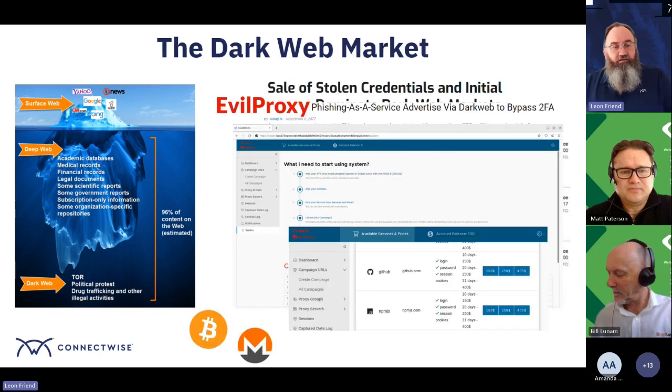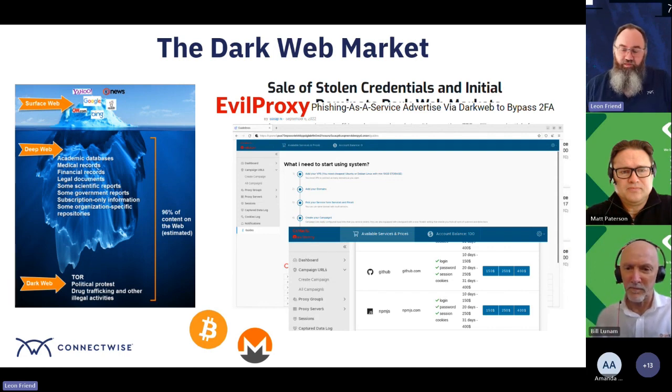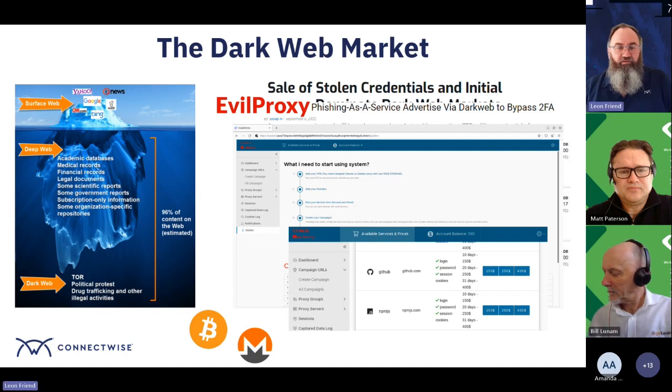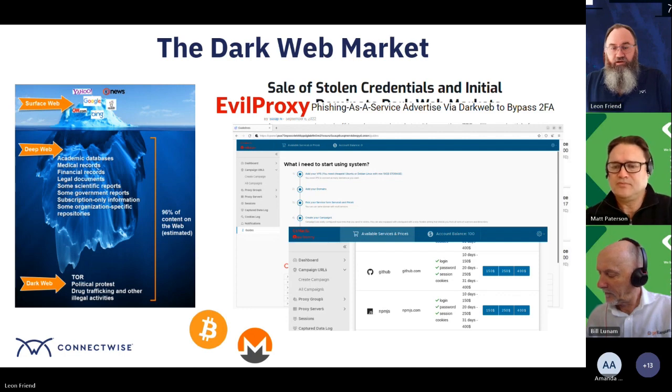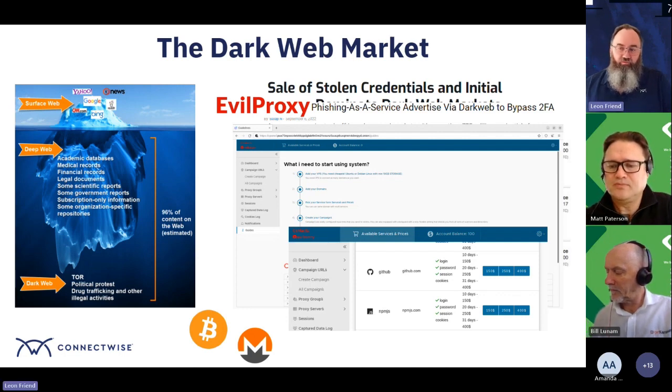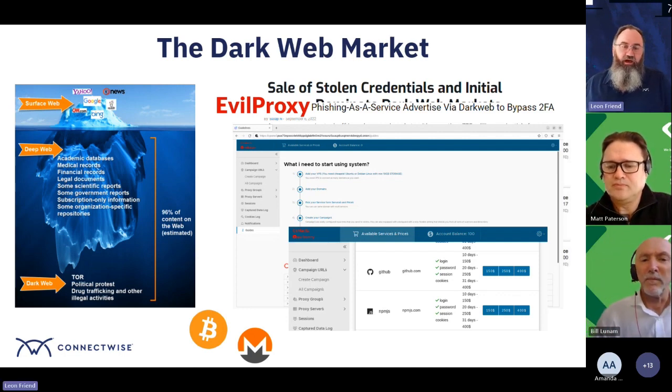But what does that really mean? There's a market, and Matt alluded to this market. This market is really where it's been monetized, where there's an economy. The first thing that we tend to talk about is things like stolen credentials. This is the topic for today: how can I protect myself when things like credentials are getting stolen all the time?